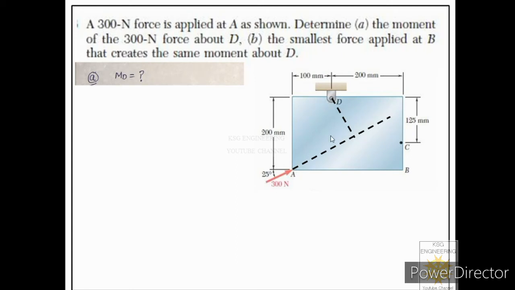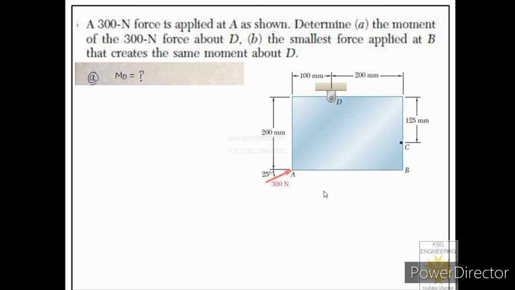Now look carefully over here. Can we find this moment arm from the given dimensions? No, we cannot find this moment arm from the given dimensions. It means we cannot apply this direct method. It means we have to take the help of Varignon's theorem. That means we will resolve this force into its components, horizontal and vertical components. Then we will find the moments because of those two components. Then we will add those moments to get the moment of this force about point D, which is the moment center.